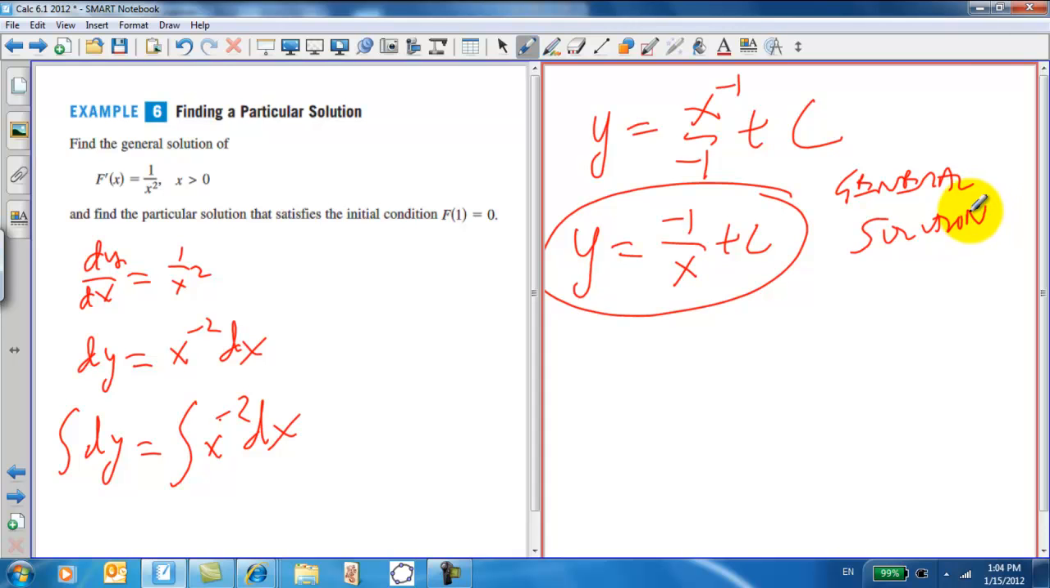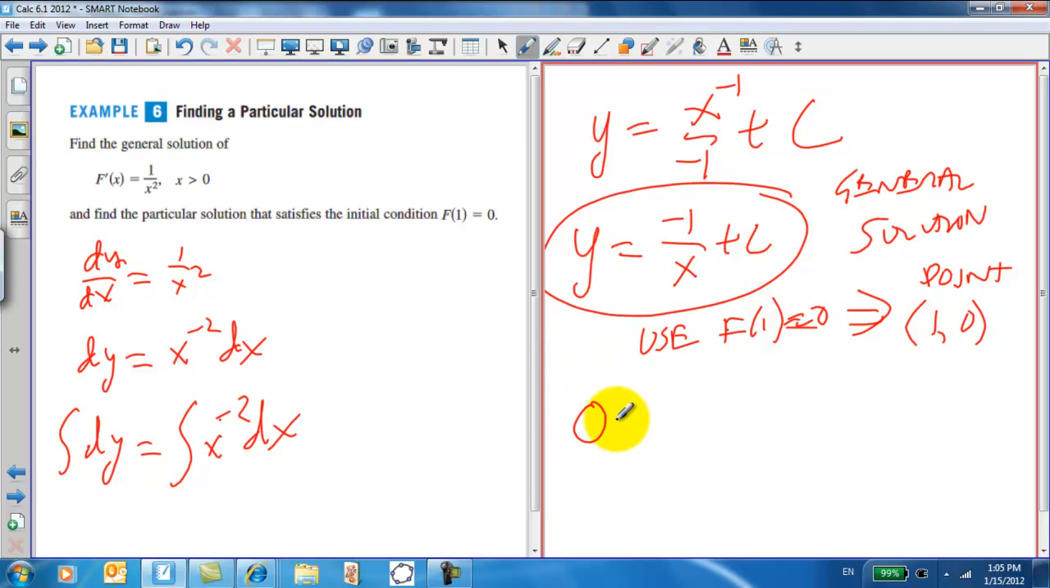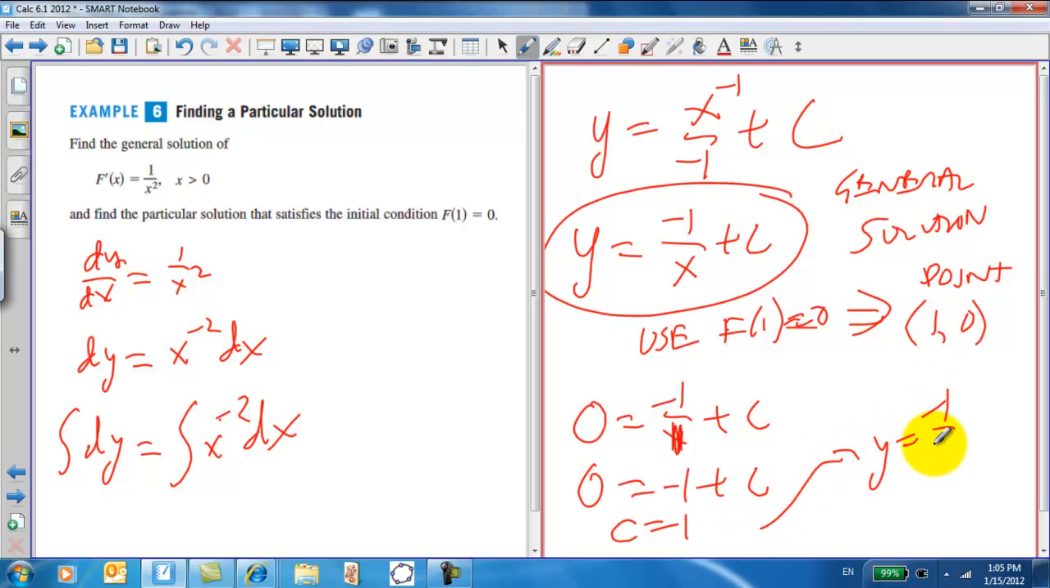General solution. But now use f of 1 equals 0. That is, it's giving you the point. If you put 1 into the antiderivative, you should get 0 out for y. So we've got to make 0 work in this. So put 0 in for y, put in 1 for x, and so 0 equals negative 1 plus c, so c equals 1. So now we have y equals negative 1 over x plus 1. This is the particular solution, because someone gave us the particulars.